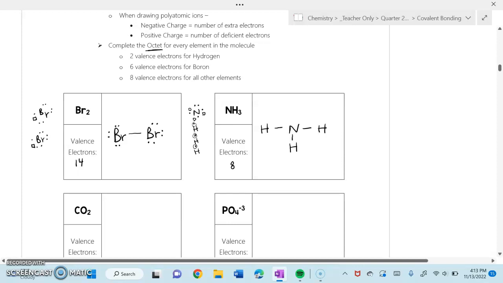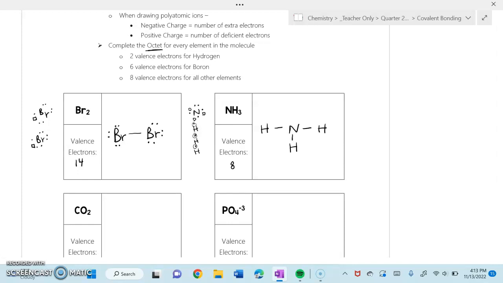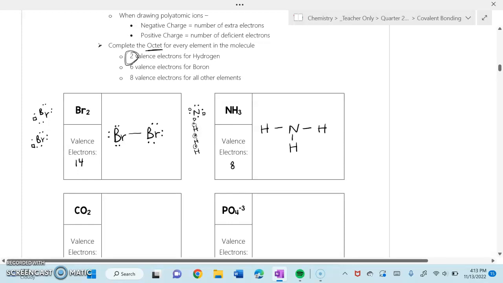Okay. Now we're going to complete our octets. So remember that every hydrogen is stable with 2, so they're actually already stable with these shared bonds. They don't need any lone pairs. However, nitrogen currently has 2 from this shared bond, 2 from this shared bond, and 2 from this shared bond, which makes 6. It needs 8 to be stable, so it needs a lone pair added here. We have counted them all, and we've completed our octets.